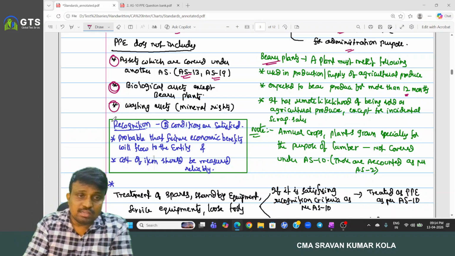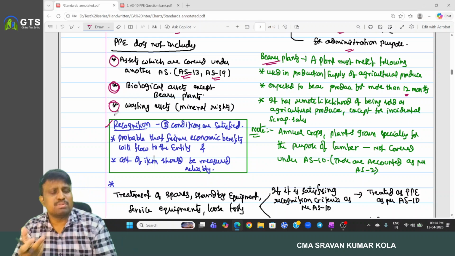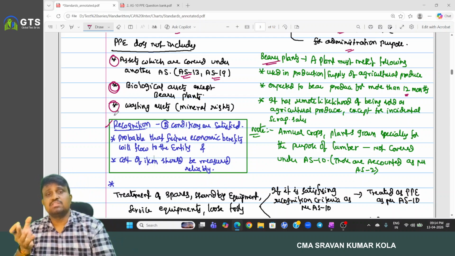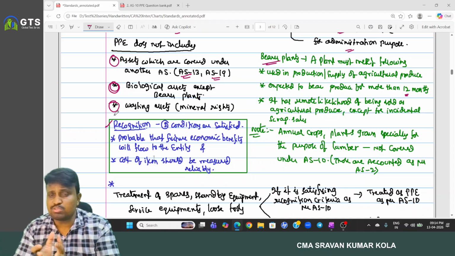Then coming to the recognition criteria. What is meant by recognition criteria? Simply, it is the process of recording the transaction in the books of account.